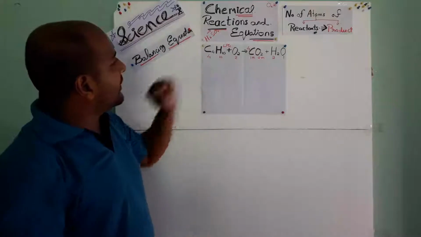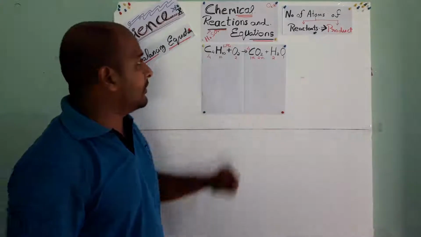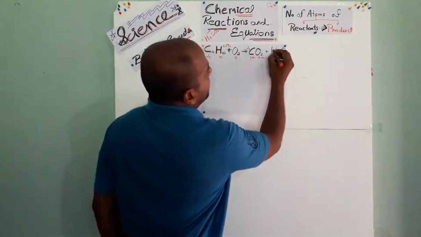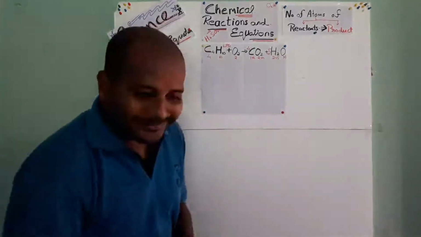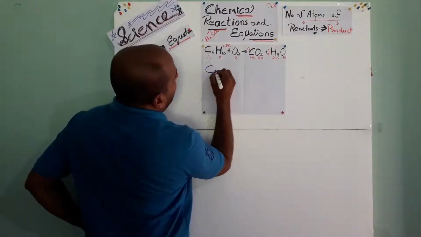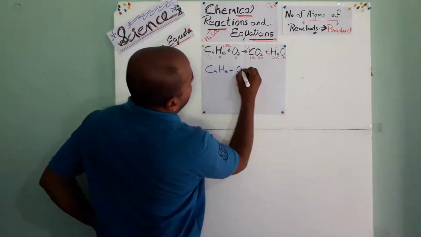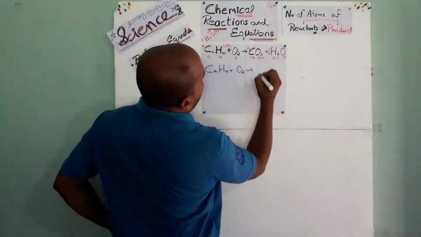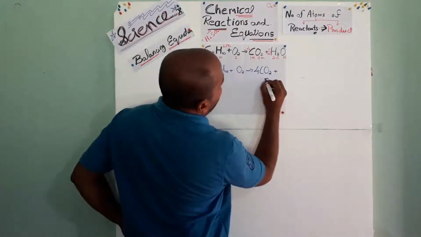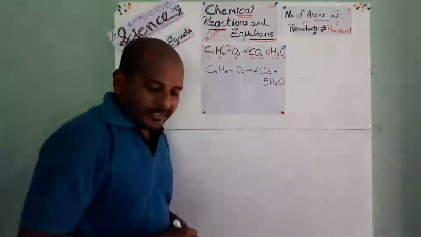Isn't it? Next we can take hydrogen. Here how many? 10. Here how many? 2. So what do you want to multiply? Into 5. Into 5. This gives 5H2O. Let's see if the equation is balanced or not. We've got C4H10 plus oxygen gives us how many? 4CO2 plus 5H2O. Is it balanced? Let's see.